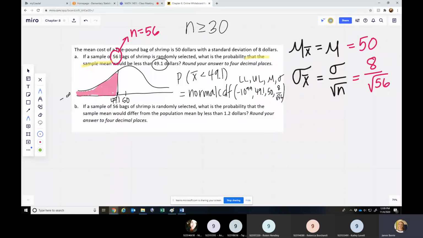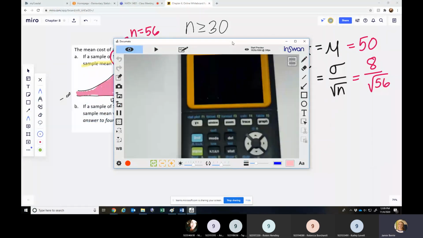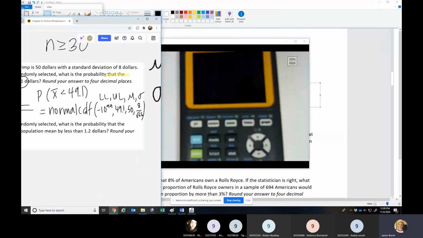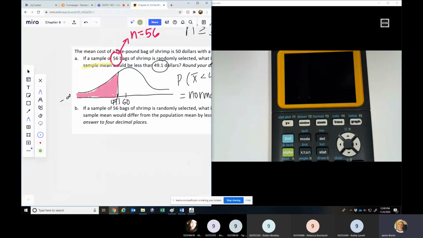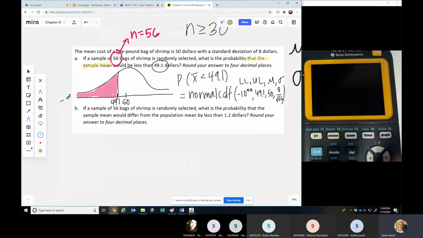All right, I'm going to pull up my calculator. My calculator finally died last night. Not died like it's never going to work again, but the battery died, so it's charging. So this is a different one.